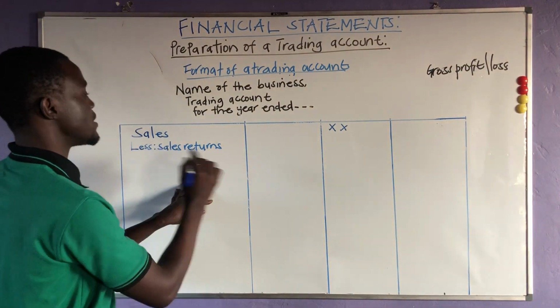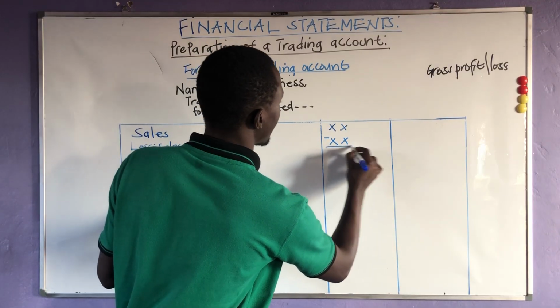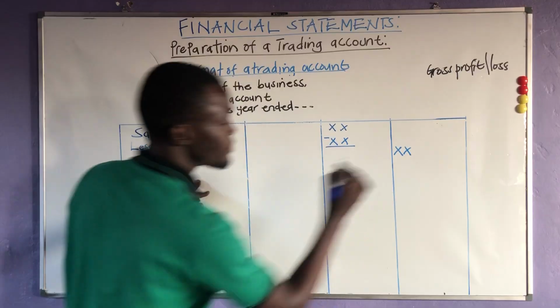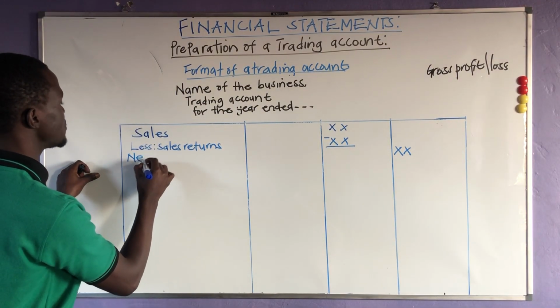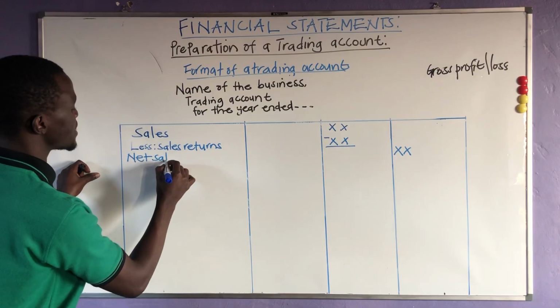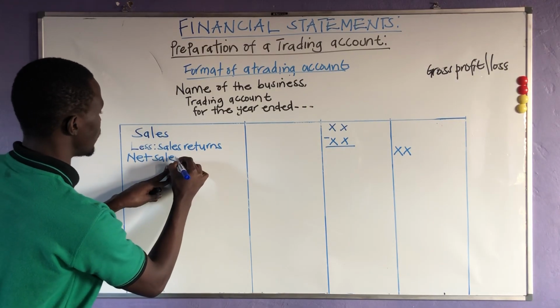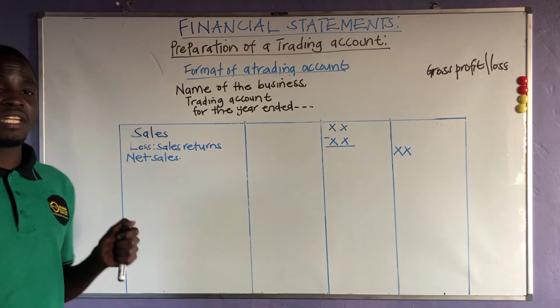When you less sales returns, or returns inwards, from sales, we get what we call net sales. Net sales are always posted in that last column. These are our net sales now.